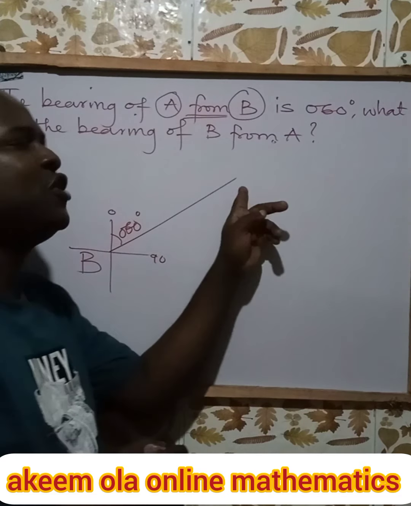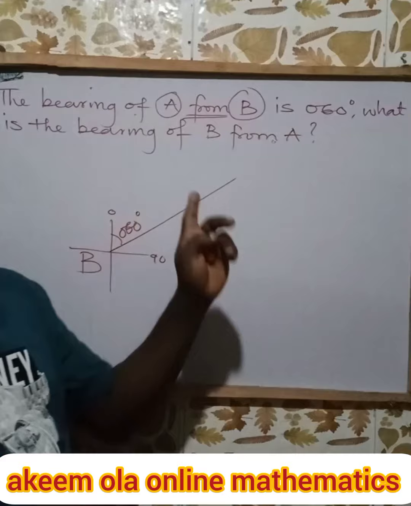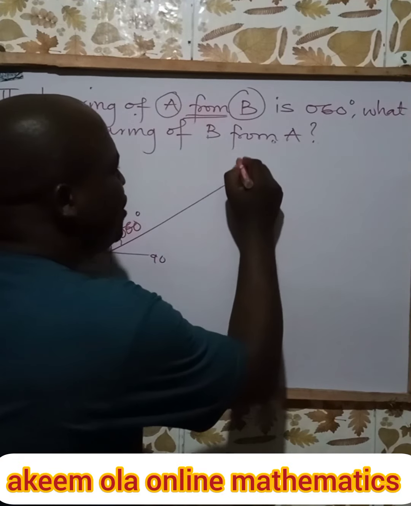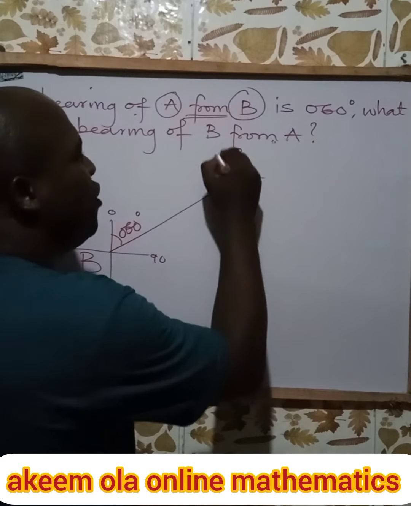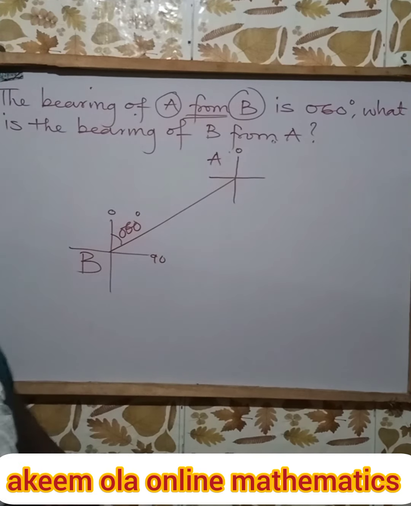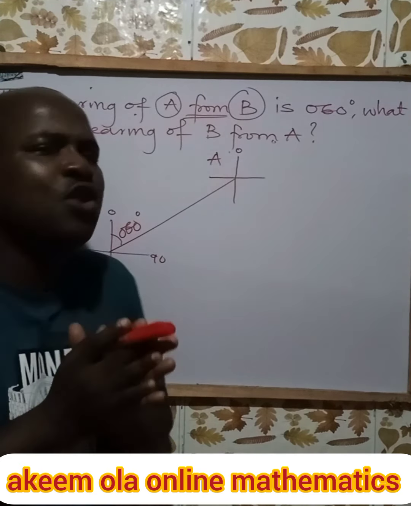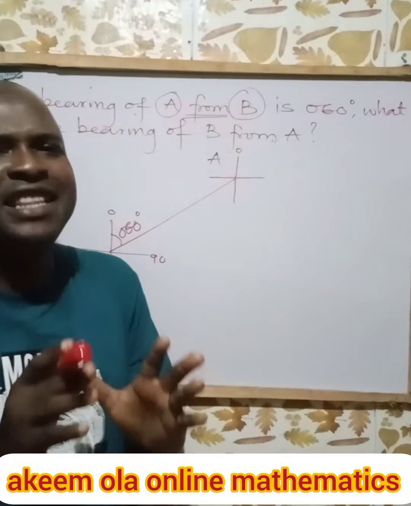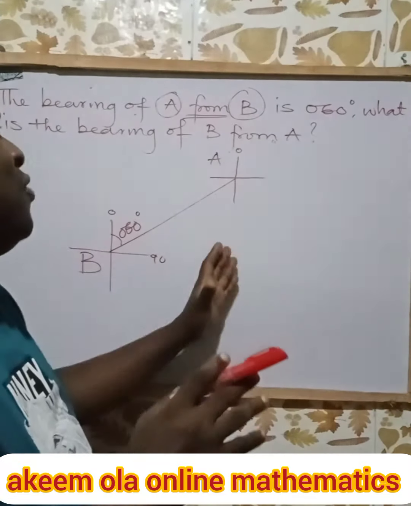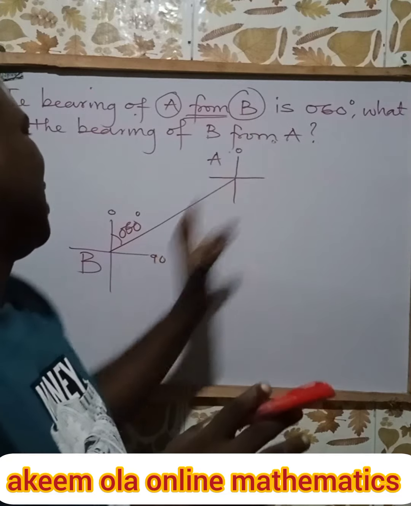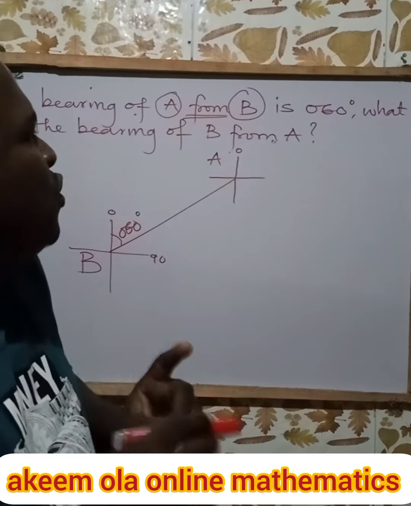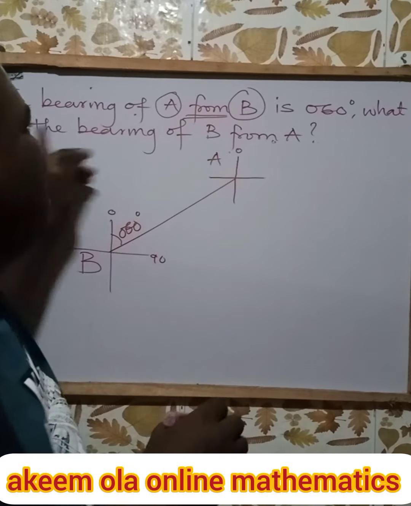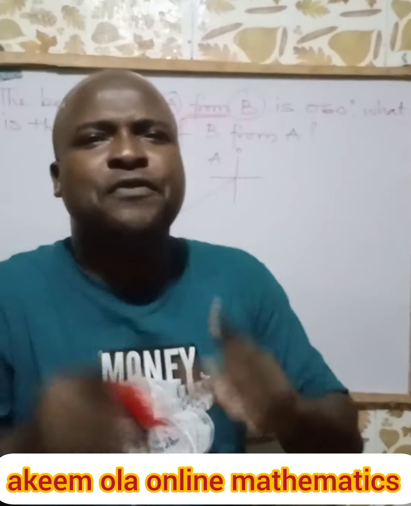Anywhere the line stops, I am going to put the cardinal point there again. So I'm going to have the other cardinal point. This one now is the cardinal point for A. Look at it. When you want to solve a question on bearing and distance, this is how your drawing will be. You start from B, then have the one for A. This is the one for A. The question is now that we should find the bearing of B from A.